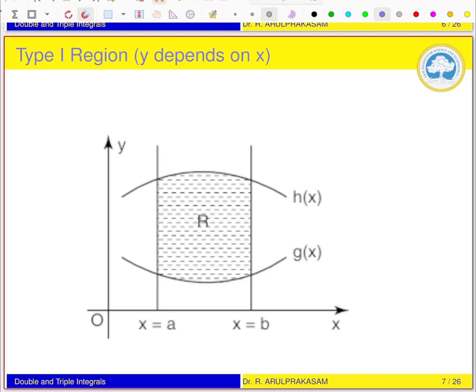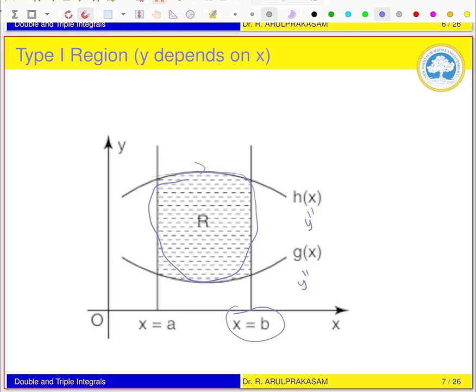Here x is equal to b, and y is equal to g of x, one function, and another function y is equal to h of x. I can consider the g of x function here and the h of x function here. These two curves and two lines bound an area. This bounded area is our region of integral.